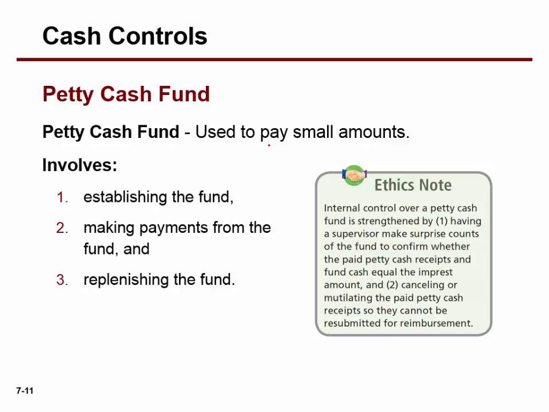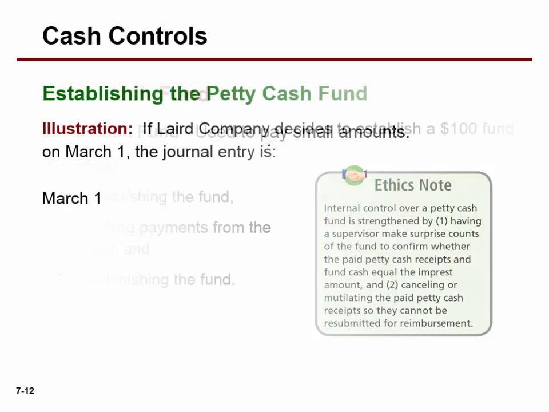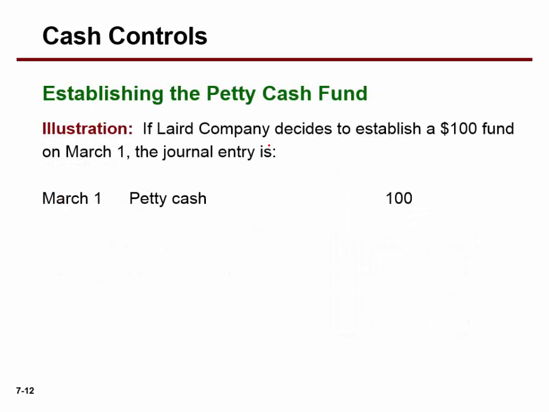Now, it often does not. We usually are a little short, but we could be a little over the cash, and we'll debit or credit the over and short accordingly. Okay, so let's just go ahead and take a look. This company decides to establish $100 of petty cash.